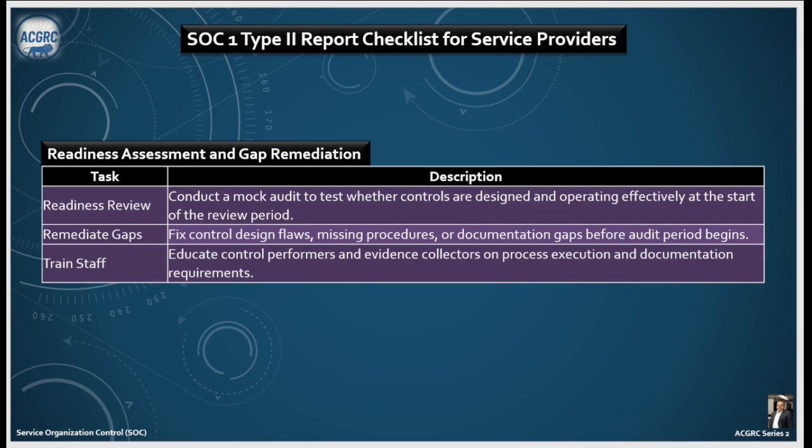Next important one is educate control performers and evidence collectors on the process of execution and documentation required. Basically, it is staff training. Anyone who is associated with the process needs to be trained. If they are not, invest in their training. It works magic.